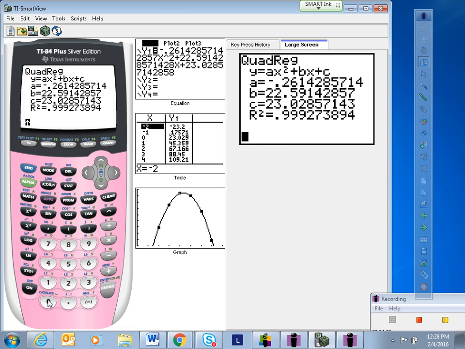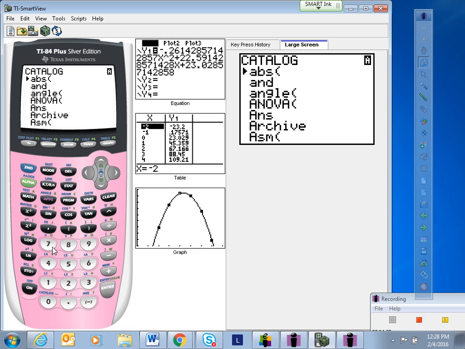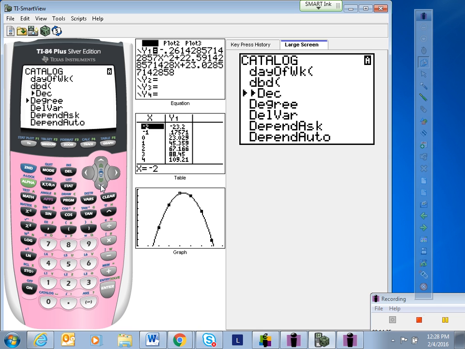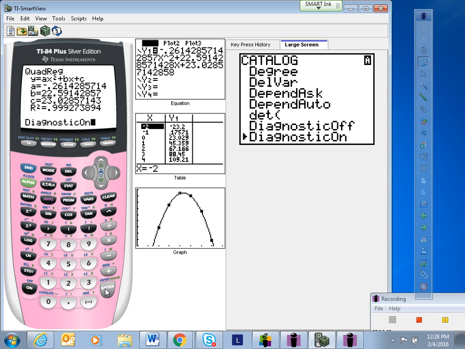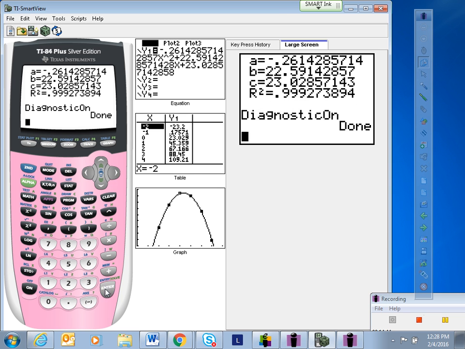Now, here's the way you would turn the diagnostics on. Second and Catalog. Do y'all remember this? Go down to the D and go down to DiagnosticOn. Are they on? No. That's exactly right. They're not on until it says done. Okay? Yeah, it's already in the alpha mode when you do catalog.